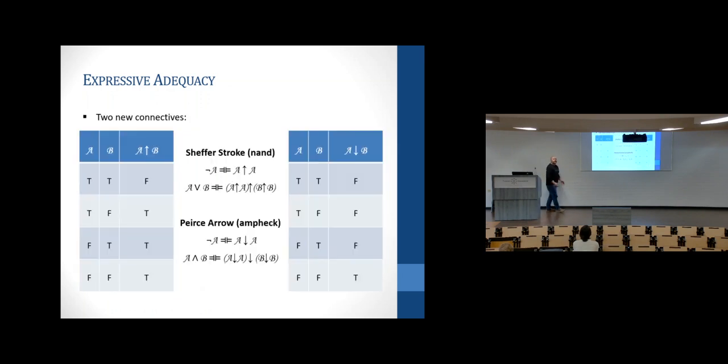So let me introduce you to two-place connectives. You might have heard of these before. So one of them, we have the up arrow. We'll call this the Sheffer stroke, or you've probably heard it called NAND.